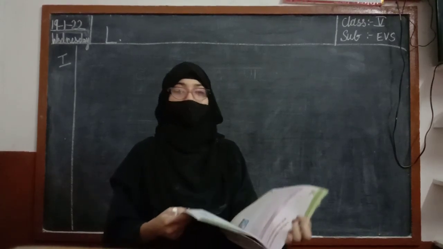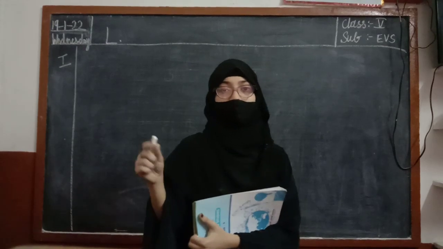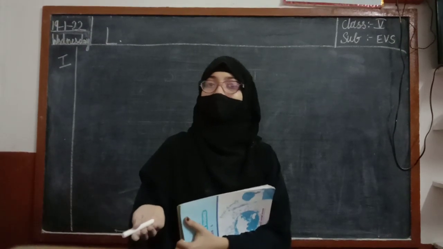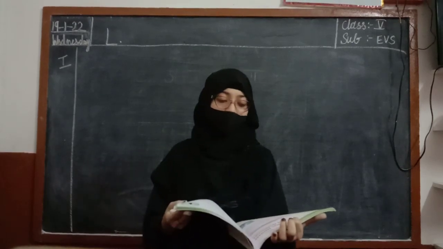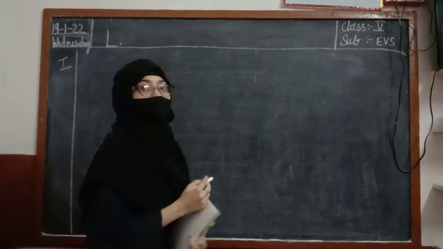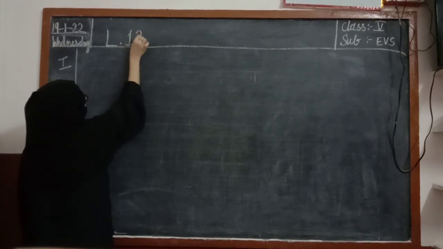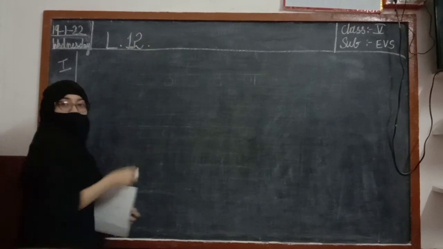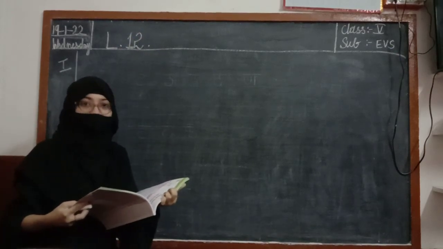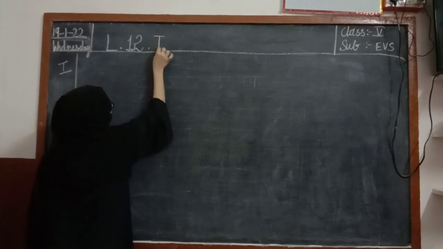So, after a long time we are going to start, so I am going to give you keywords today and tomorrow I am going to explain the lesson, okay? So, turn to lesson number 12. What is the lesson name? Indian Heritage and Architecture. So write down the name of the lesson.